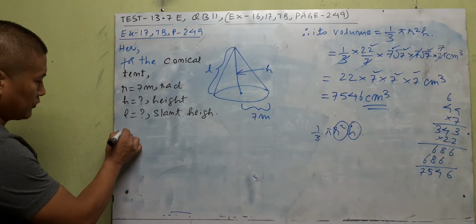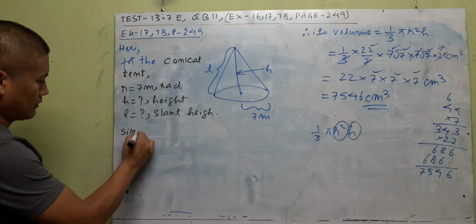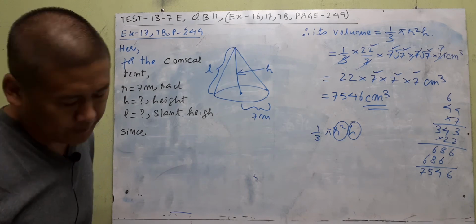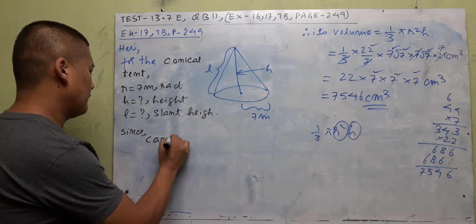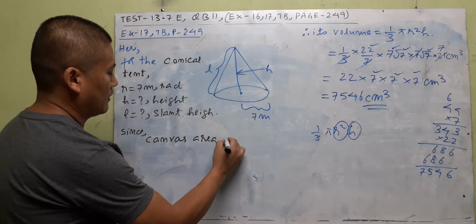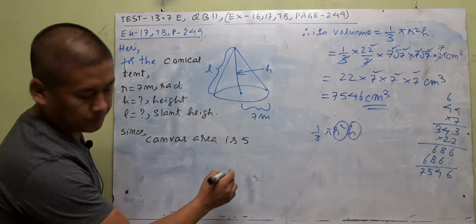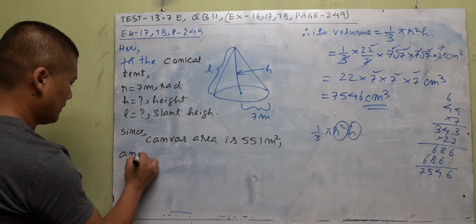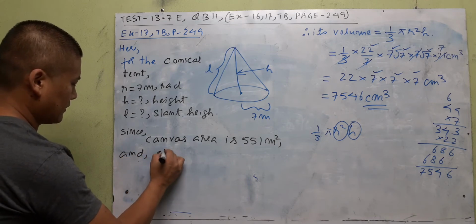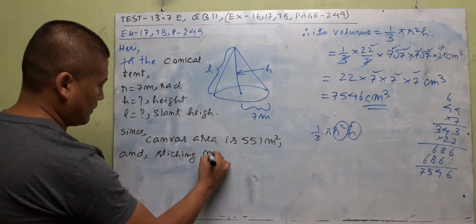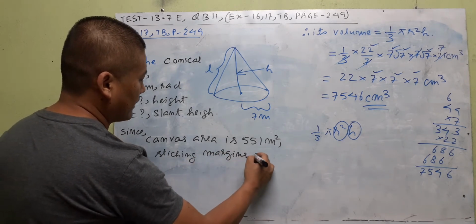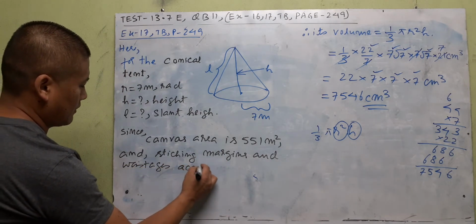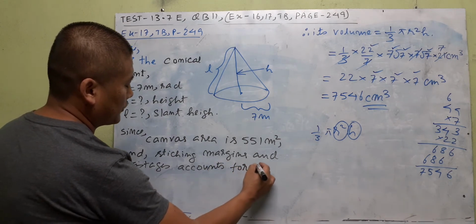So now, one clue is given. Since Monica has a piece of canvas whose area is 551 meters square, and stitching margins, extra margins that means, and wastages account for 1 meter square.